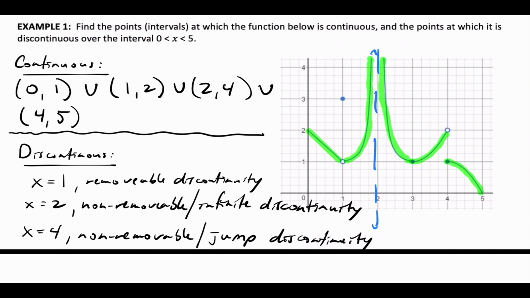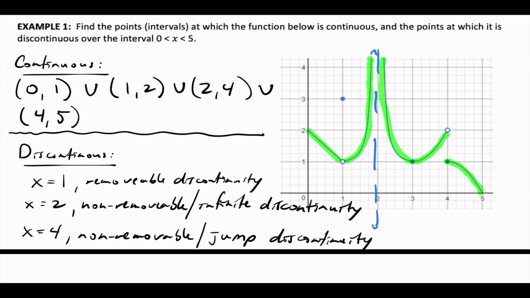So every part from 0 to 5 we've taken care of. Every number from 0 to 5 we've taken care of. We've said everywhere between 0 and 1, 1 and 2, 2 and 4, 4 and 5 is continuous. Where is it not continuous? At 1, 2, and 4. So there's no parts that are not taken care of. Okay?